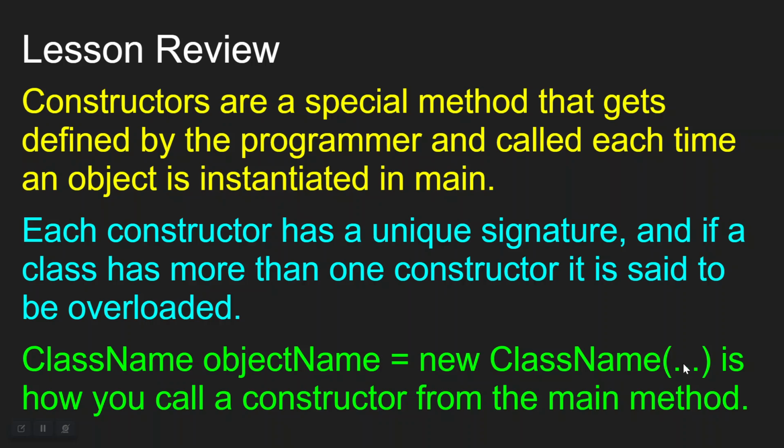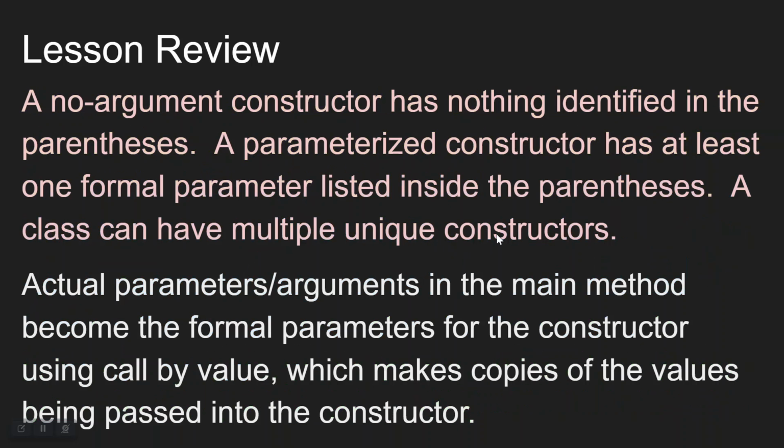This is the syntax for how you call a constructor from your main method. A no argument constructor has nothing identified in the parentheses. A parameterized constructor has at least one formal parameter listed inside the parentheses. And a class can have multiple unique constructors. Finally, actual parameters or arguments in the main method become the formal parameters for the constructor using call by value, which makes copies of the values being passed into the constructor.